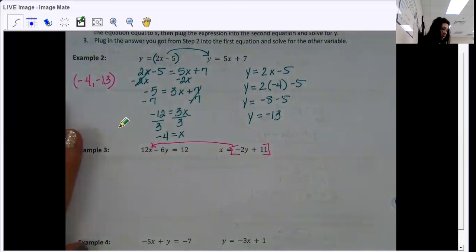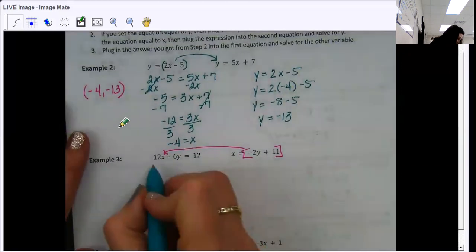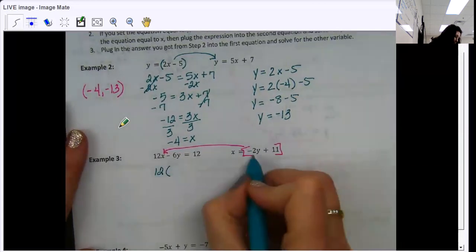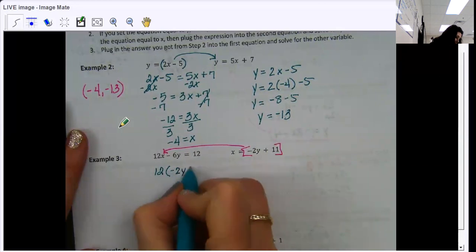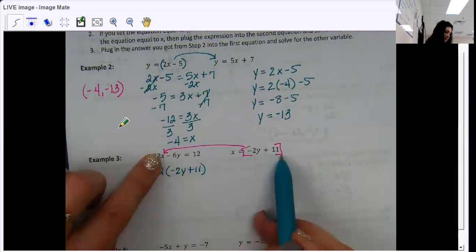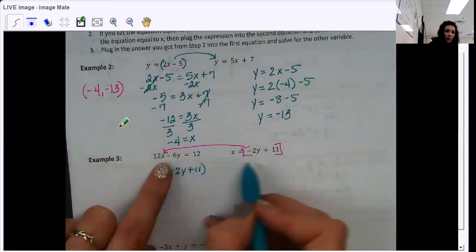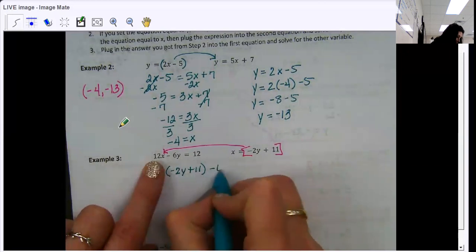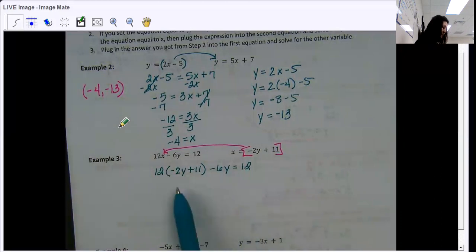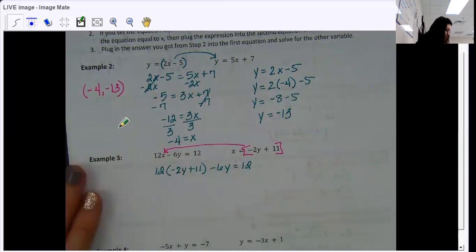What that looks like is we're going to take 12 and multiply it by negative 2y plus 11, because we're substituting this x with negative 2y plus 11. And then we just finish writing out the rest of the equation: minus 6y equals 12. And again, you're going to notice that in this case, we got rid of the x's and now we're just left with y's. So we're going to figure out what our y is before we figure out what our x is. And that's okay. You'll find that you'll do it different ways all the time.